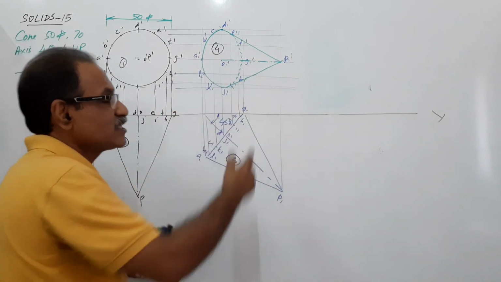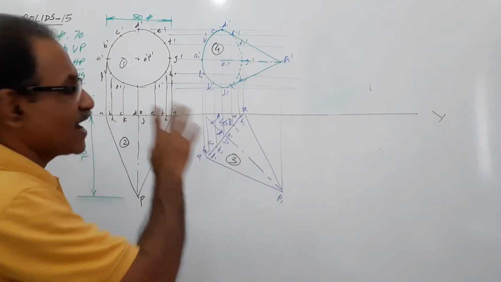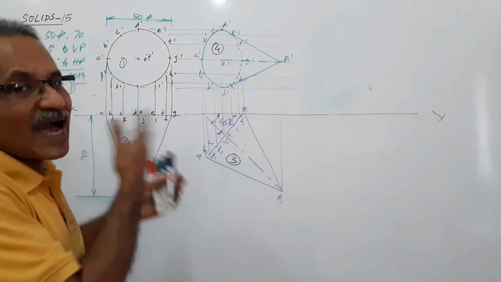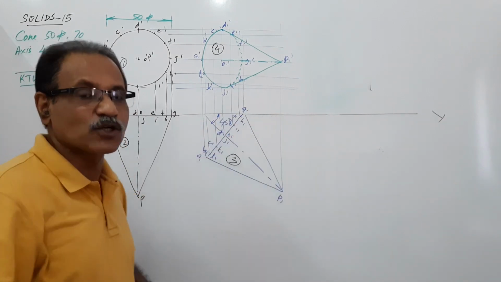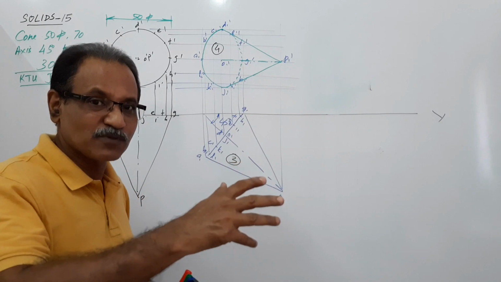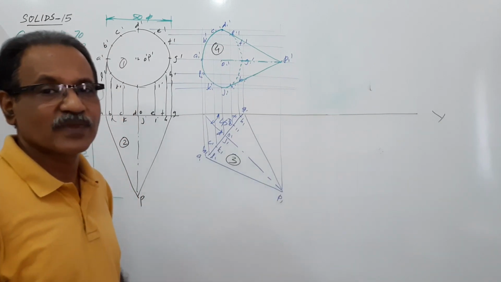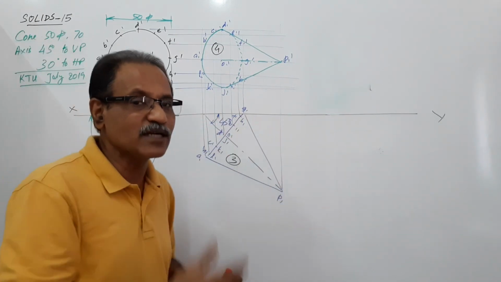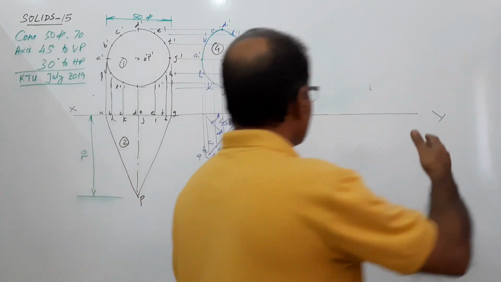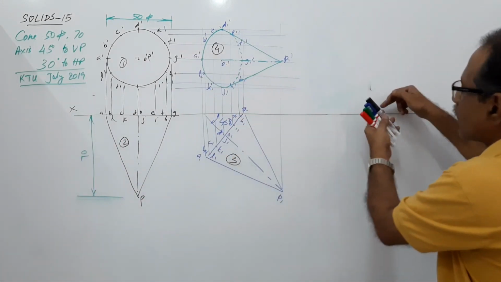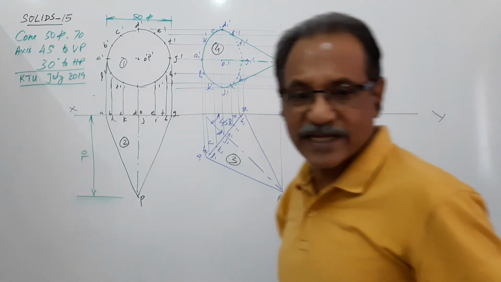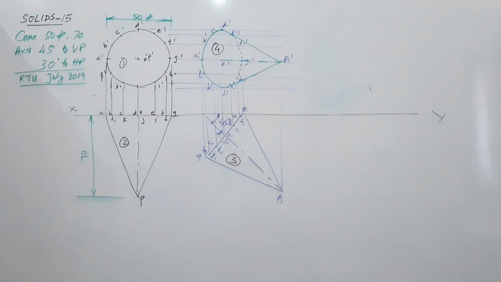Now, when you redraw this elevation, there are two conditions. One is the axis should make alpha to XY. Second is the apex must be nearer to the HP. The question says the apex is nearer to HP. That means the cone should come somewhere like this. The base will be here. Agreed?